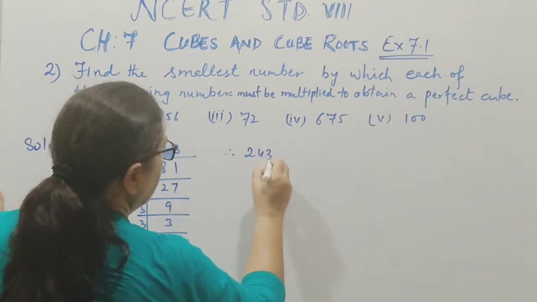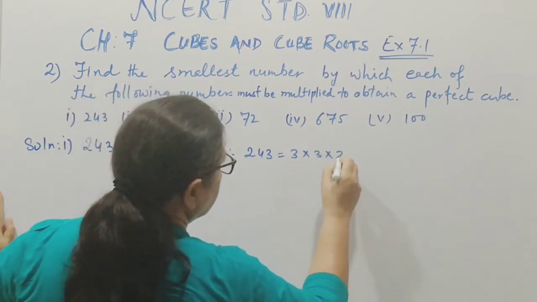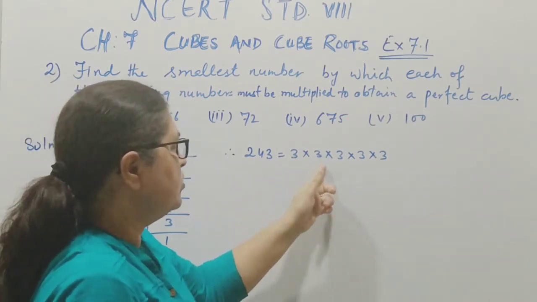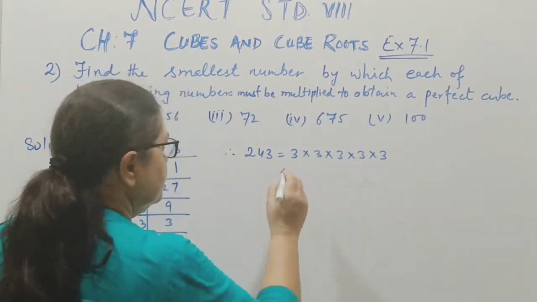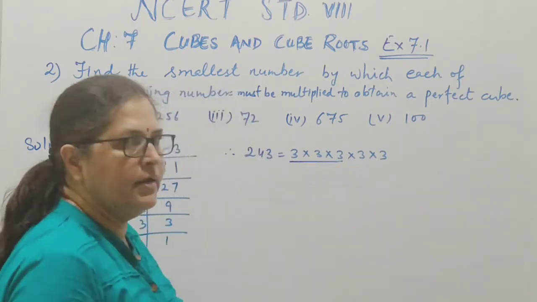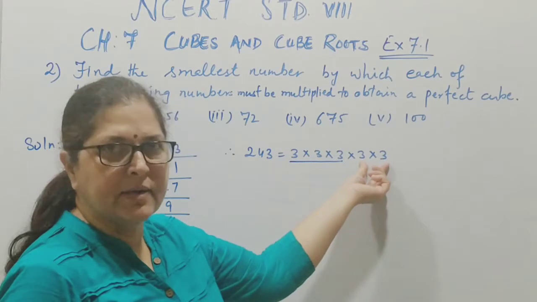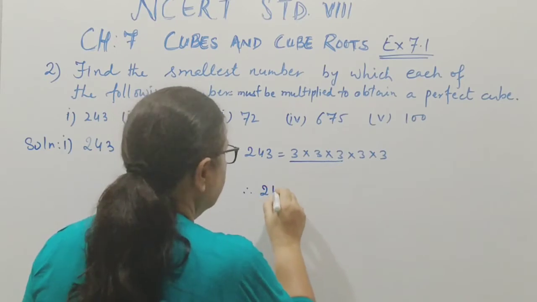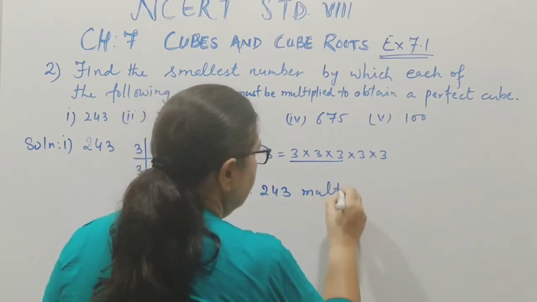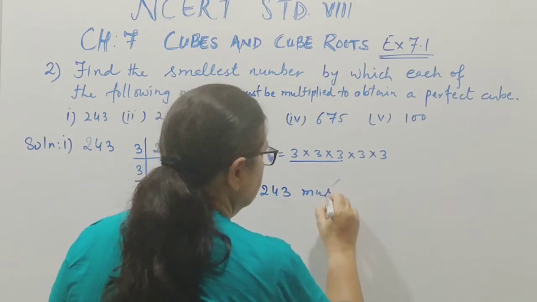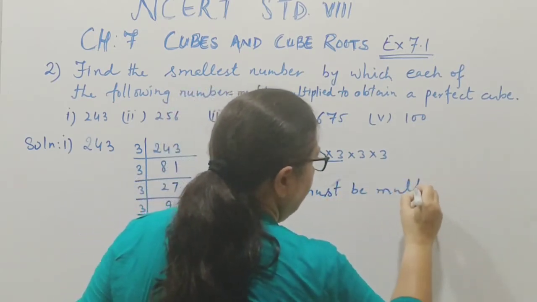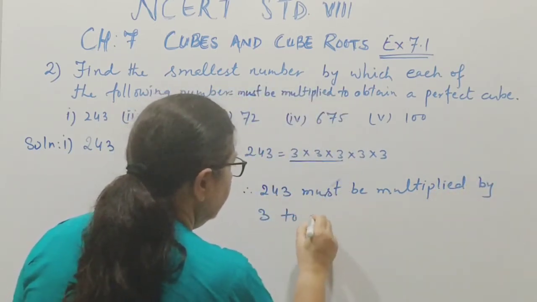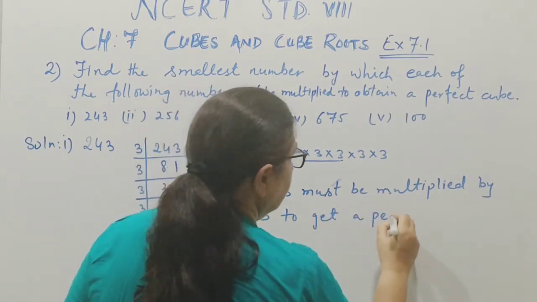Therefore, 243 is equal to 3 into 3 into 3 into 3 into 3. So here one triplet is complete, and to complete the next triplet we need one more 3. Therefore 243 must be multiplied by 3 to get a perfect cube.